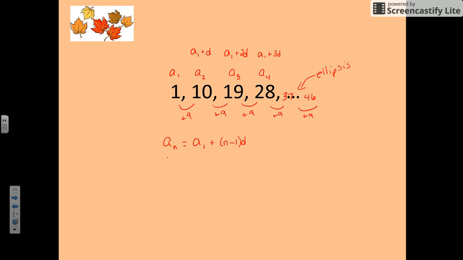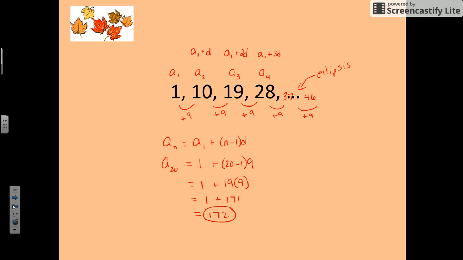So again, if I want to find the 20th term, that would be a sub 20. I can take the first term of 1 plus 20 minus 1, or 19, times my common difference of 9. That ends up being 19 times 9, which ends up being 171, plus 1 gives me 172. So the 20th term of this sequence is 172. And again, if you made a big long list, you could prove that that is what it is.